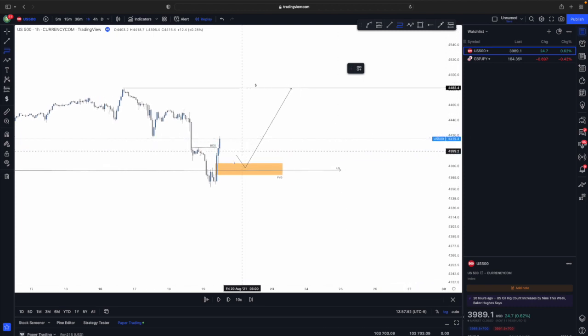So right now, all we have to do is see what price does next. I could be wrong here, guys. I could have just marked up all this and be wrong. I don't know yet. But like I said, this is based off what I look at, how I trade. So let's see what happens. We're going to press play.